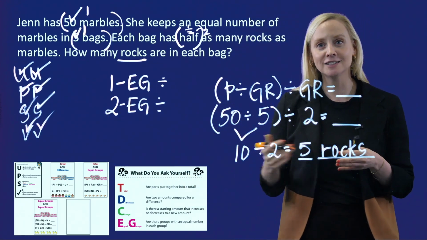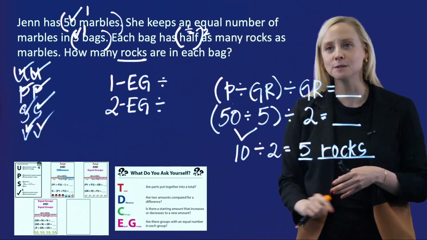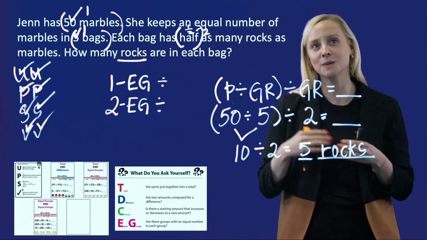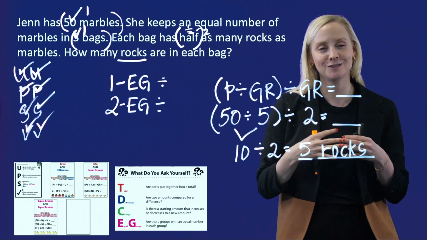Nice job solving this third example of an equal groups problem where we divided twice because we had an equal groups with a known product 2 times.